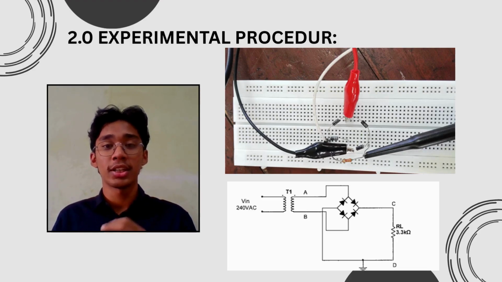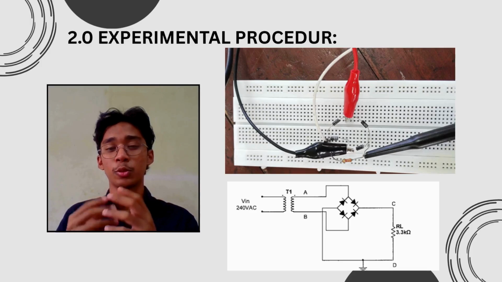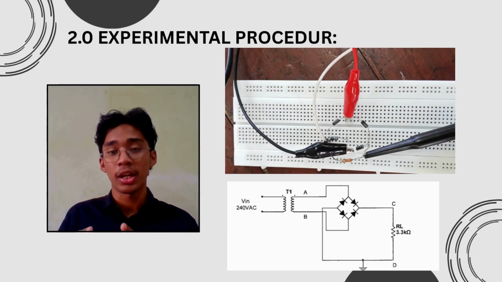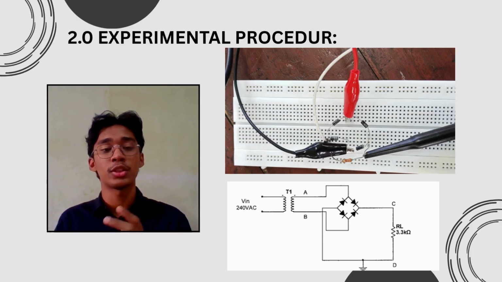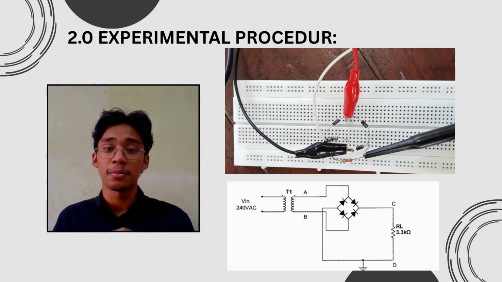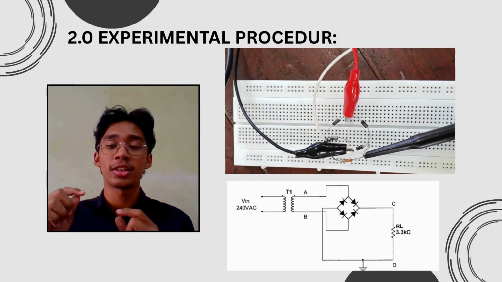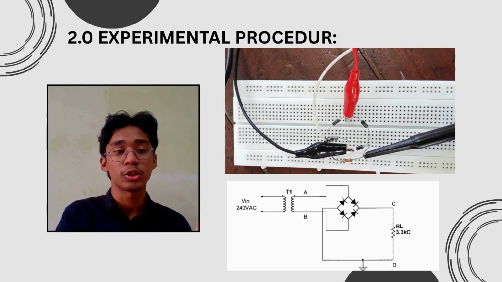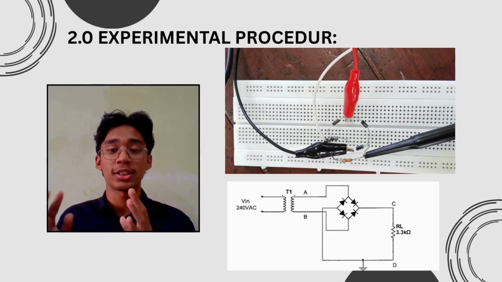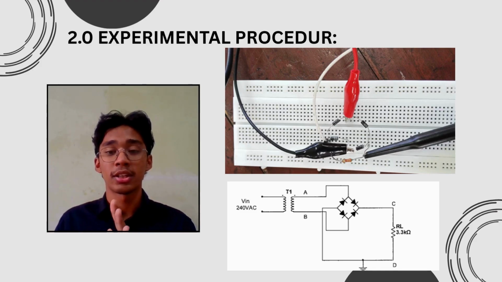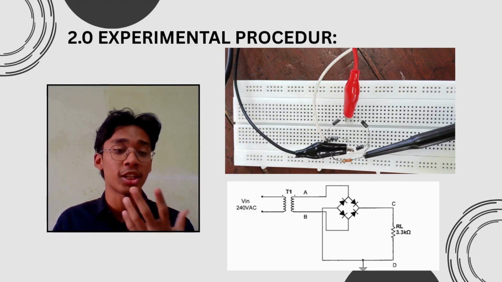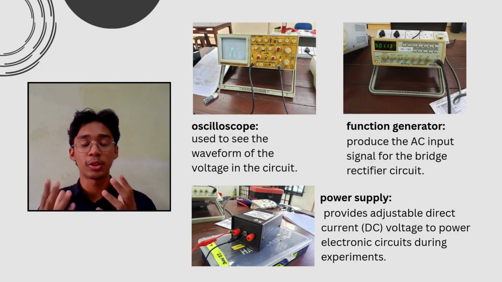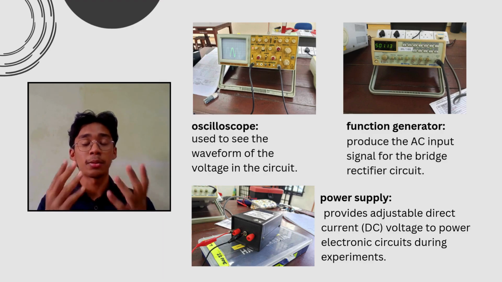So as you can see, this is our setup to make a bridge rectifier. The 4 diodes are put like a square, and then there is a resistor of 3.3 kilo ohms. You can also see the connection, a red clipper and a black clipper, which are connected to the oscilloscope and a power supply. If you cannot see it properly, I have put in a circuit drawing so that you can understand it. These are the tools that we use to make a bridge rectifier.